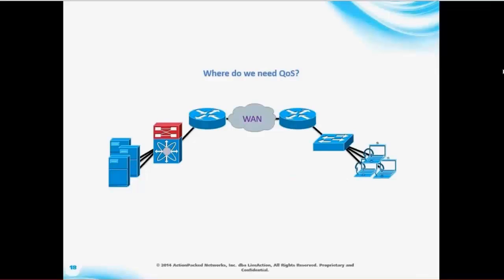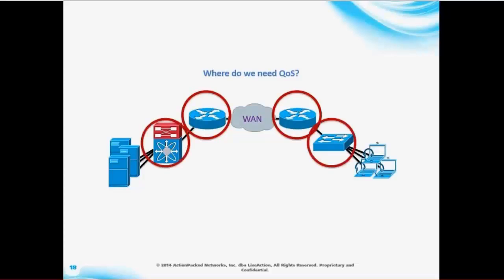How about where do we need QoS in our network environments? Well, the short answer is we need QoS wherever congestion can occur. And this definitely can occur at our WAN edge, and that's definitely a place that we're going to want to look to have QoS. In many environments, we'll also want to have QoS at the LAN level.